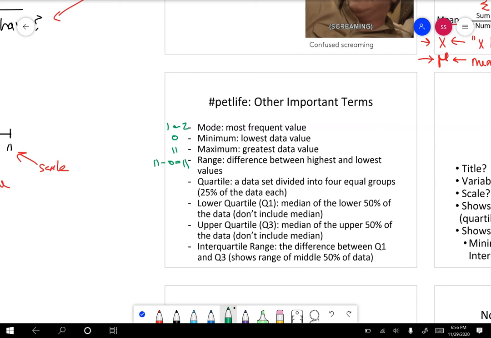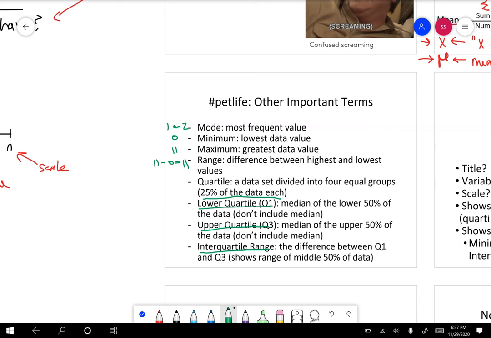So that's kind of like how spread out our data is. Quartile, the word quartile. You might be able to figure it out just by the word quartile, quarter. Basically, a quartile is when we have a data set and we divide it into 4 equal groups. And these equal groups are basically 25% of the data each. And this will make a lot more sense when we do our box plot. So will these ones, but I am going to just read over them really quick.